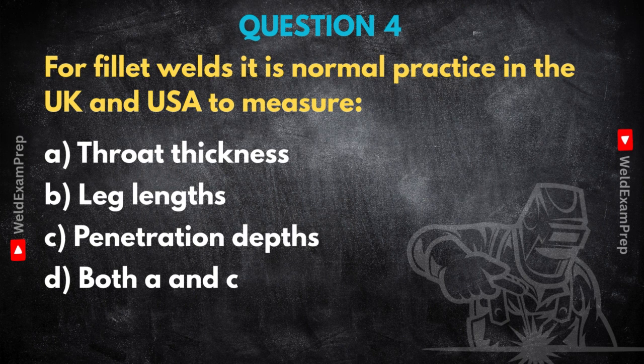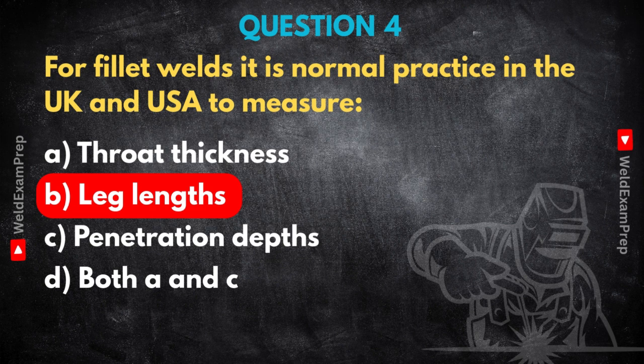The standard practice is to measure B, leg length. Leg lengths. Why leg length when things like throat thickness sound more structurally important? Well, you've hit on a key point there. Throat thickness, that shortest distance from the root to the face, is theoretically the most critical dimension for strength. That's what bears the load. But measuring it directly and accurately on a finished weld, that's actually quite difficult without cutting the weld open or using specialized gauges very carefully. It's an internal dimension, often obscured by the weld profile.